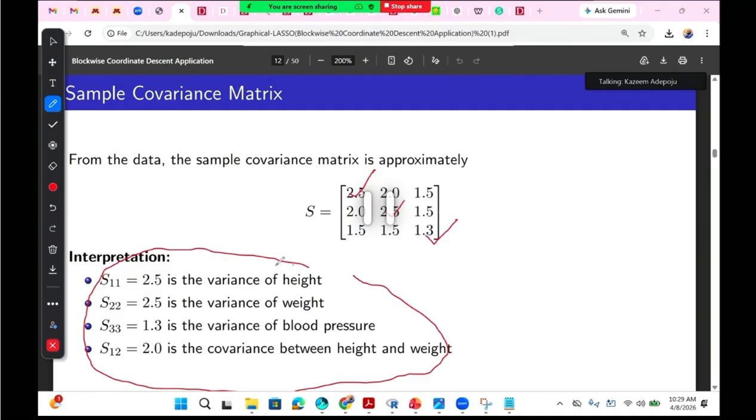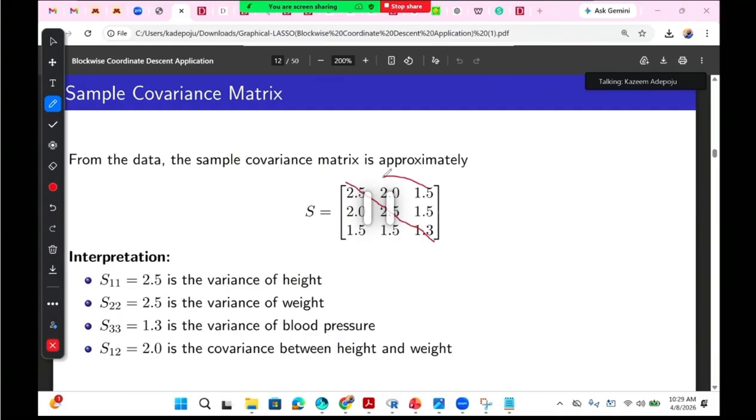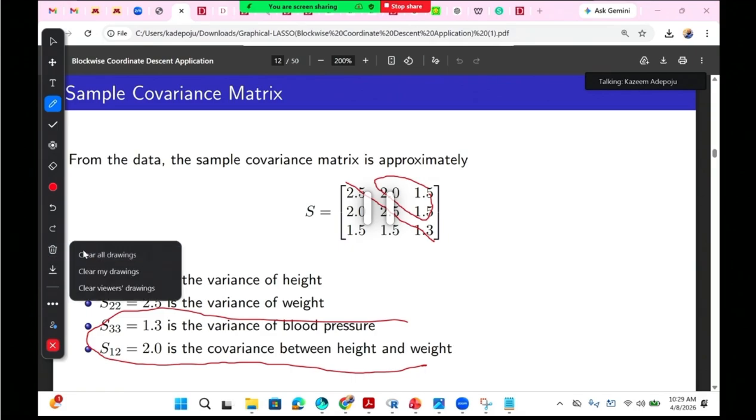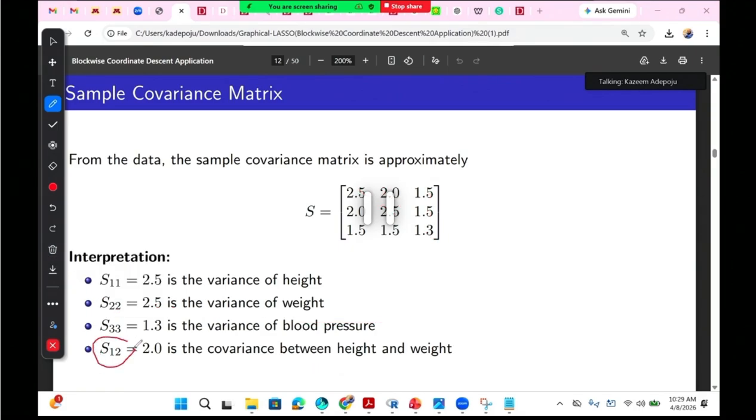But then after that, if you cancel this and you want to talk about all of these, you're talking about the covariances. I can talk about, for instance, S12. If you take a look at this guy, it is the covariance between the height and weight. Then I'm also going to have the covariance between the height and blood pressure.